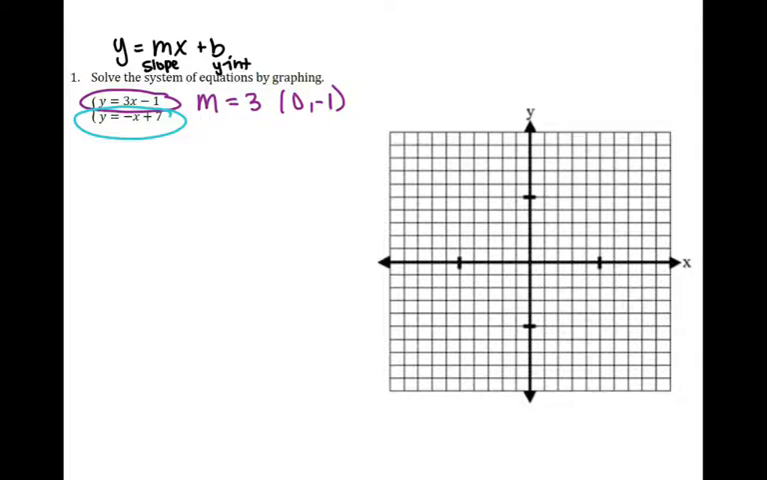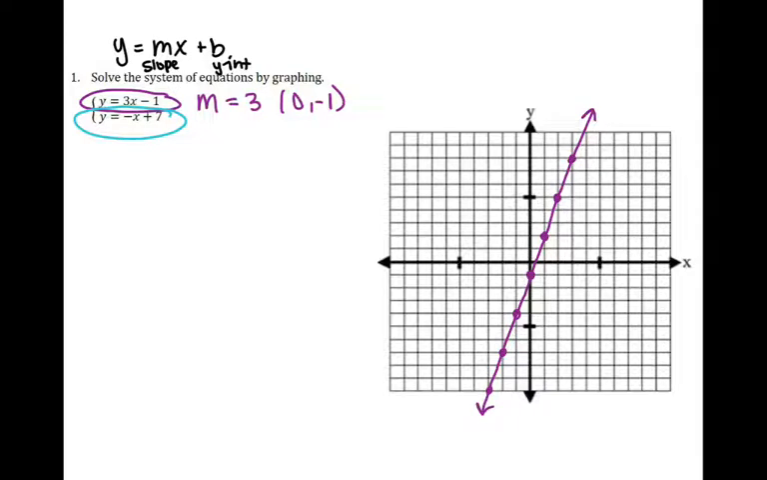So I'm going to go ahead and start graphing my purple line. I'm starting at 0, -1. Slope is 3, so I'm going to go up 3 over 1, up 3 over 1. I'm going to go ahead and continue in both directions so I can draw my first line nice and complete. So there is the first one.